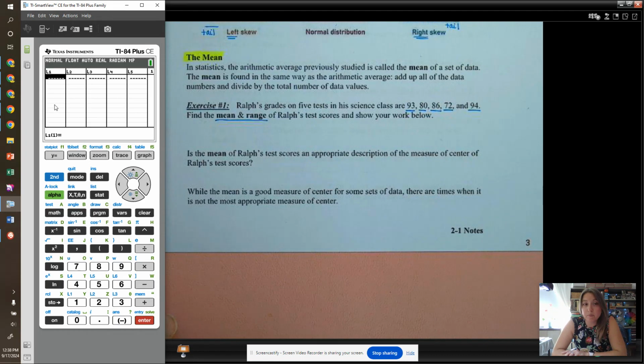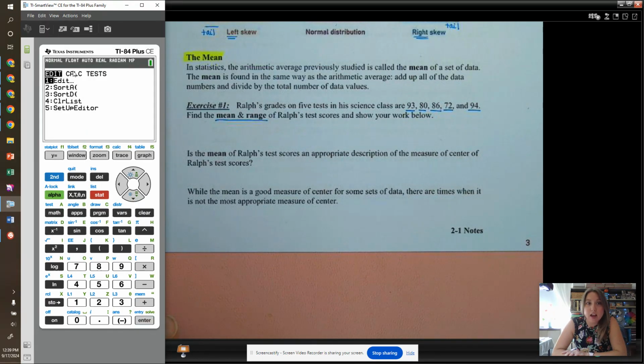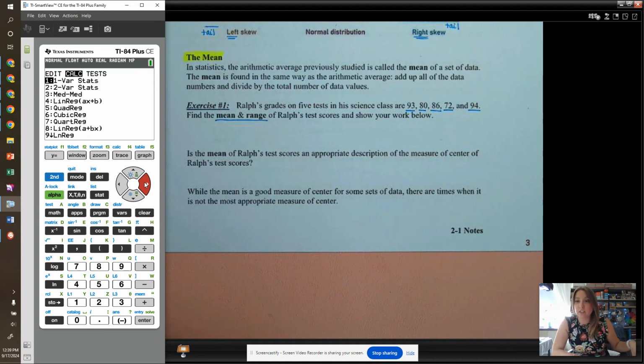So stat, enter. In L1, we're going to type each data value. So 93, enter. 80, enter. 86, enter. 72, enter. 94, enter. We're going to type all those in. Okay? Now, if I go back and press stat again and arrow right over to calculate, I can actually calculate the mean and a couple other data values that I need.